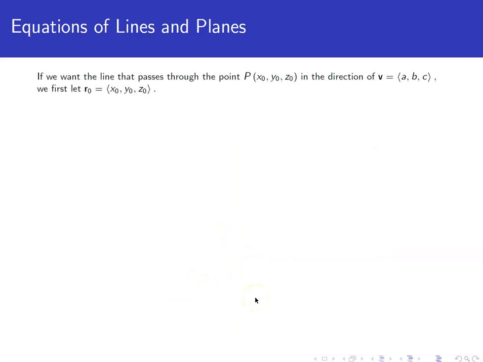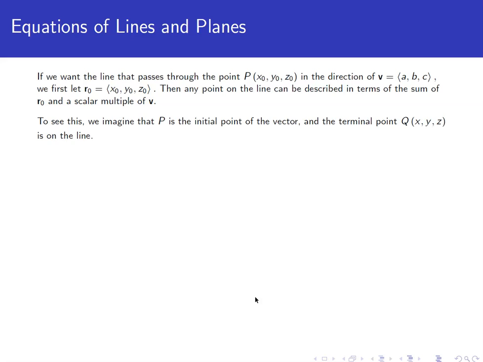So, to summarize that, if we want the line that passes through the point x naught, y naught, z naught, and in the direction of the vector ABC, we're first going to let that vector r naught be the vector that starts at the origin and goes to x naught, y naught, z naught. Then, like I mentioned before, any point on the line can be described in terms of the sum of r naught and some multiple of v.